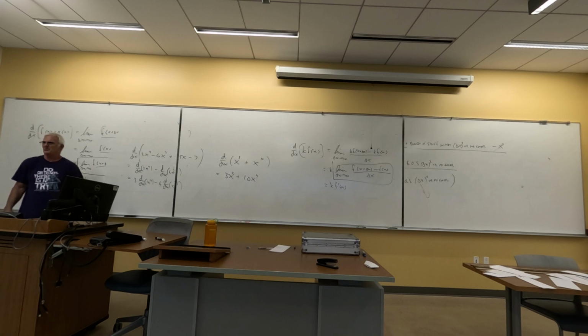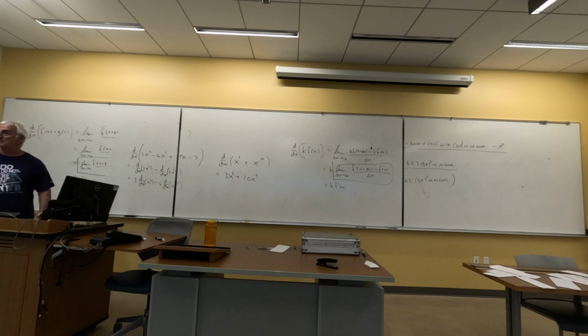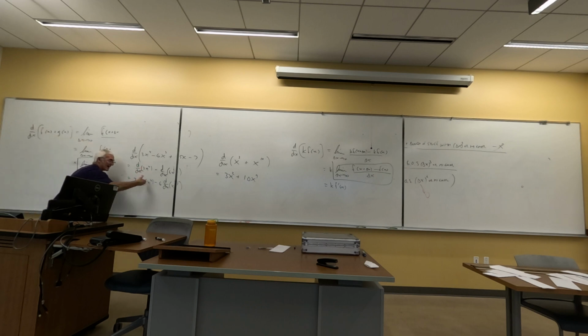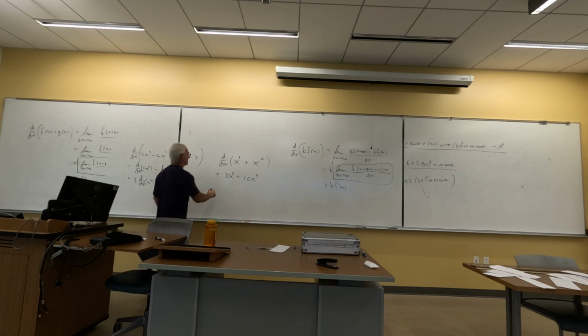Don't do this. This is too easy. The derivative of a sum is the sum of the derivatives. The derivative of a scalar multiple is the scalar multiple of the derivatives. So just take the derivative one term at a time. This is correct. This is what you're doing, but don't rewrite it. It takes way too long.